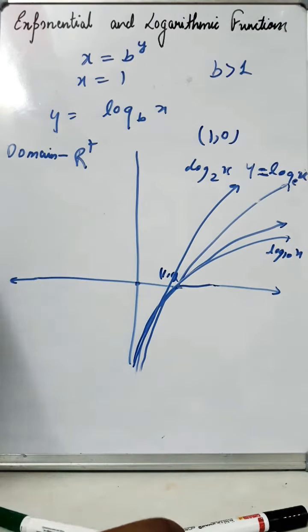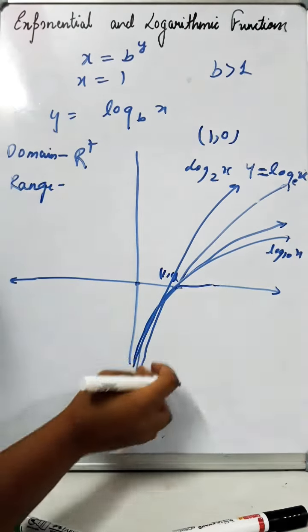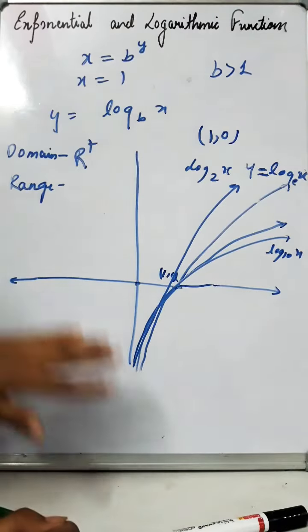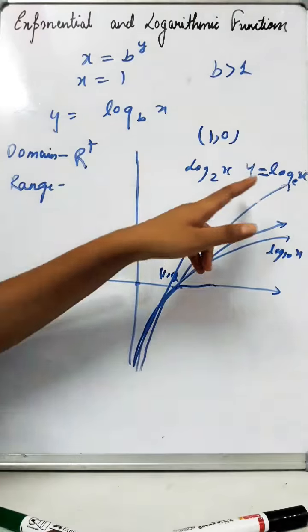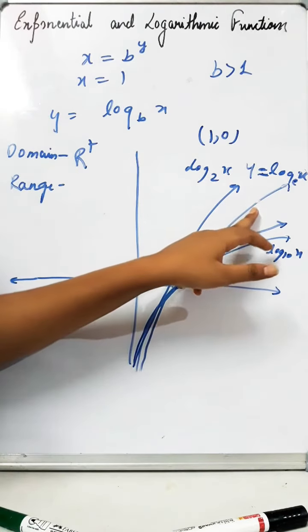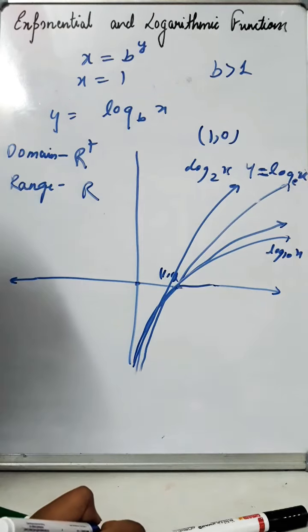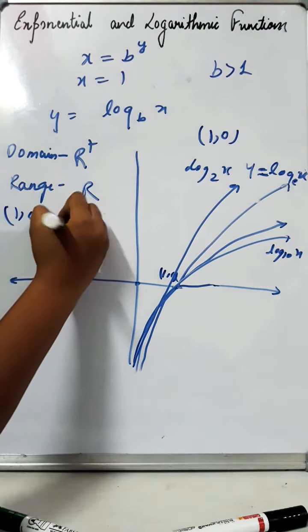Domain is R plus. Range means we have to look at the graph and see where it is ranging from. So you see, from plus infinity to minus infinity, throughout the real number line, throughout the y-axis, you will get some point on the graph. Alright, so the range is whole real number line. Here, point 1, 0 is pivotal point.